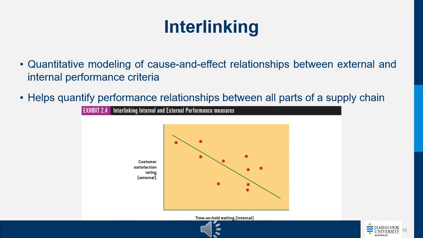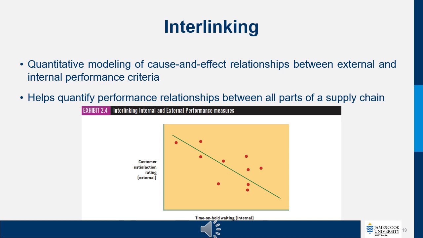This includes both external factors such as customer demand, market trends, and economic conditions, and internal factors such as production processes, inventory management, and resource allocation. By using quantitative modeling techniques such as mathematical or statistical models, interlinking helps to establish the relationship and dependency between various components of a supply chain.